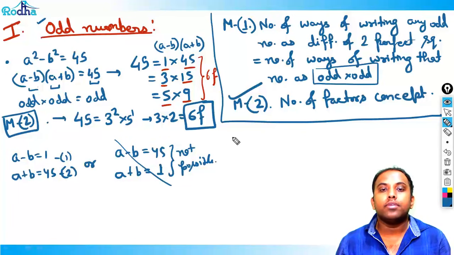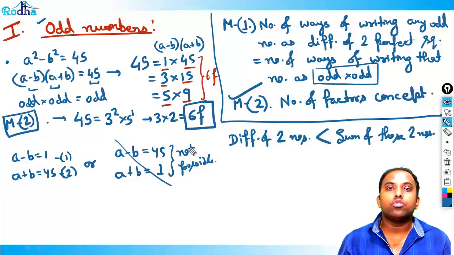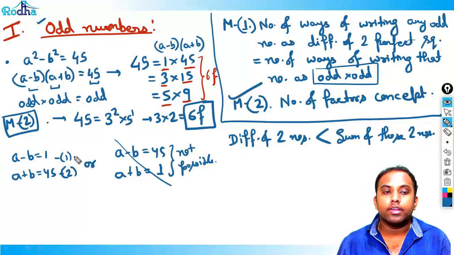The difference of two numbers will always be smaller than the sum of those two numbers. When you add those two numbers, their difference can't be greater than the sum. So simple logic, that's why this is not possible. So only one way is possible. That's why only this way is possible, and this way is not possible.